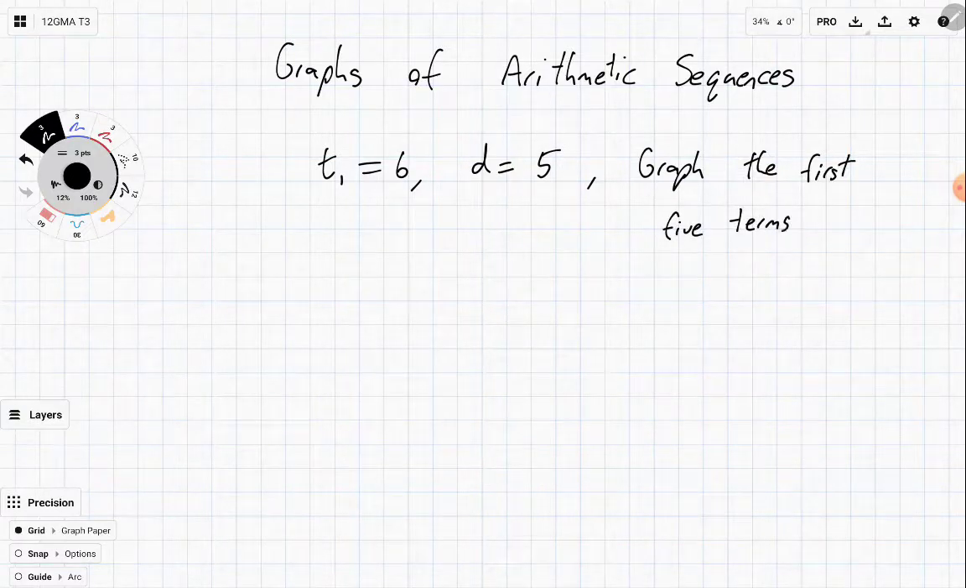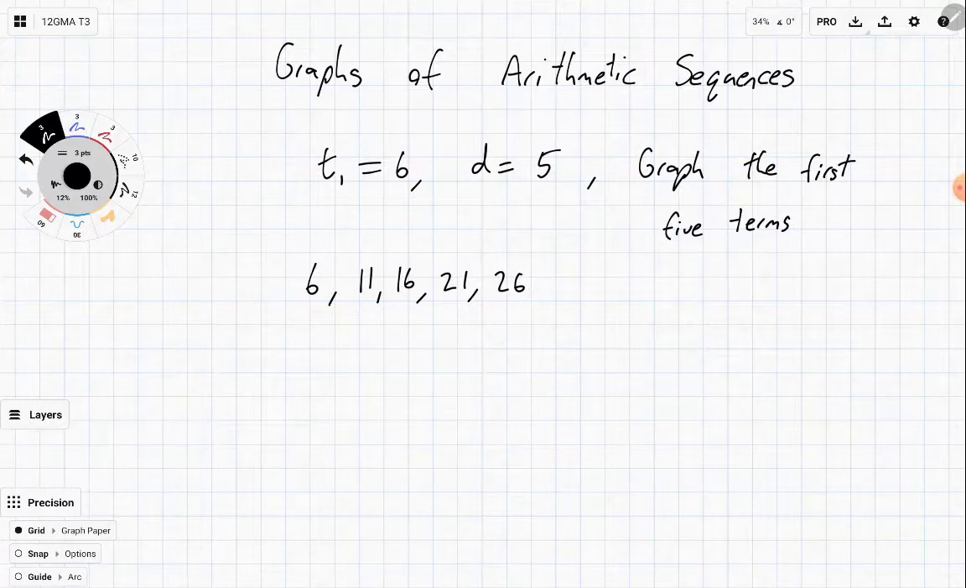Alrighty. So, well, first of all, let's just figure out what the first 5 terms are. So if our first term is 6 and it's going up in 5s, it's going to mean 11, 16, 21, 26. Those are the first 5 terms. So this is our Tn is going to be equal to each of these.